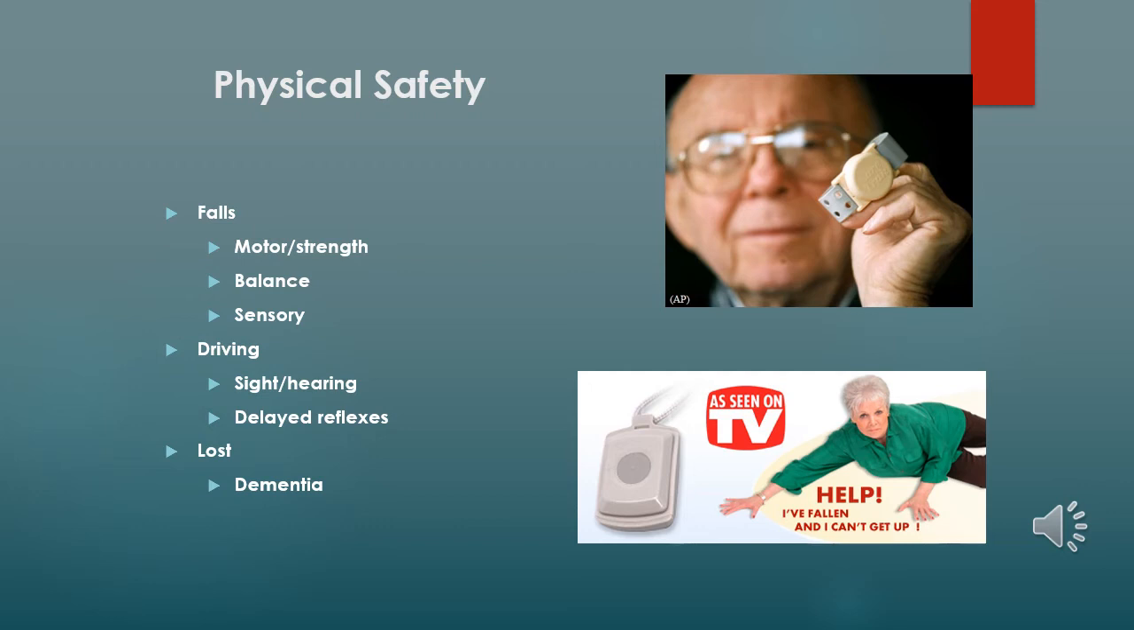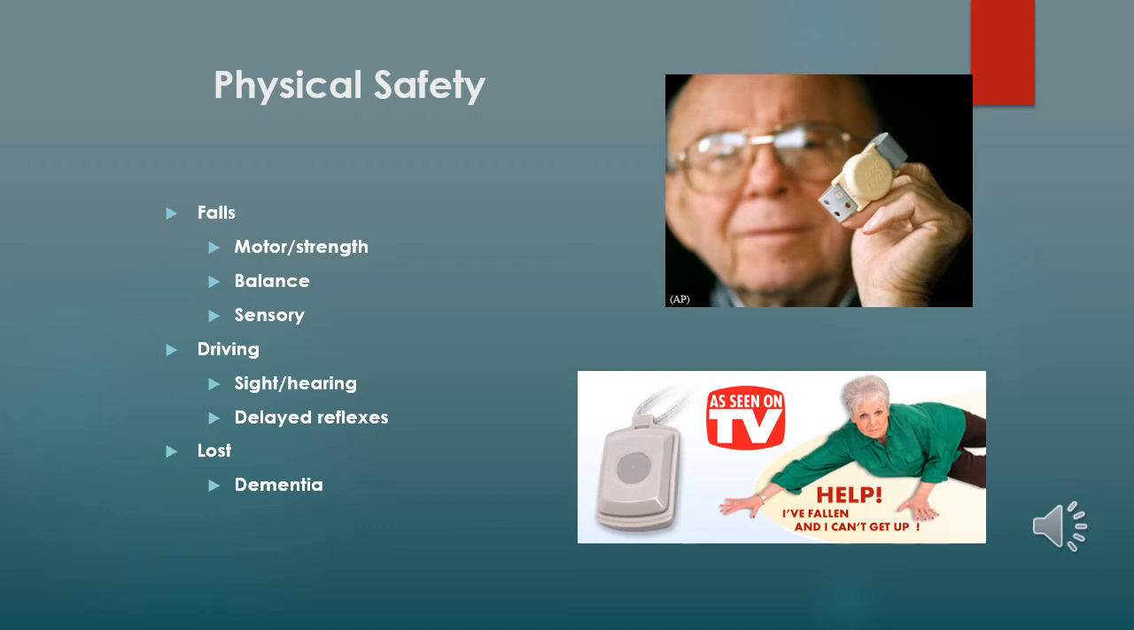Driving can be another safety risk. Again, think about their typical aging changes. So they've had decreases in sight and hearing and an increase in glare that they see. They also have delayed reflexes. So if a car pulls out in front of them and they need to stop quickly and put their brakes on and their reflexes are delayed, this can really be a recipe for disaster.